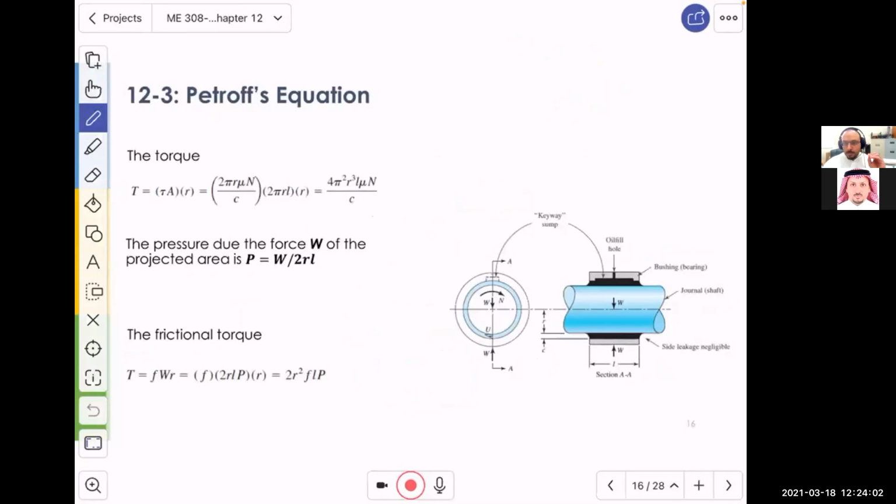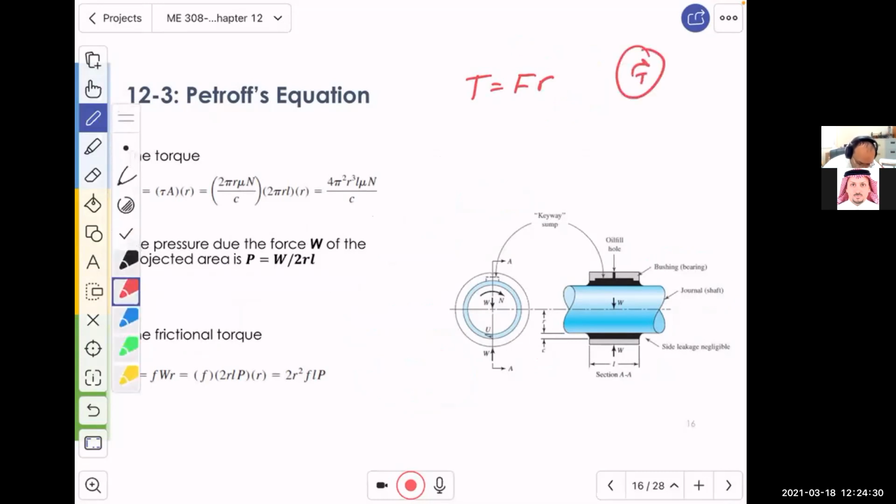Now the question is, if you have this bearing rotating, then there is a friction, and then there is a torque. So the torque, as we know, is equal to F multiplied by R. Correct? The force by radius. And now we are looking into a torque equation, which is as simple as this. This is the center, this is R, and this is the force.